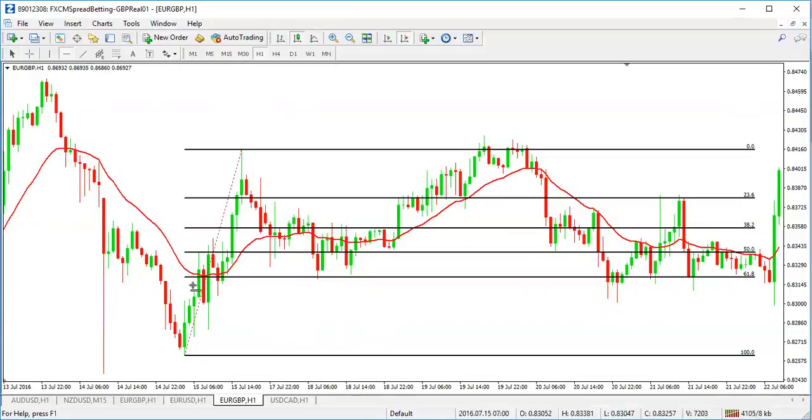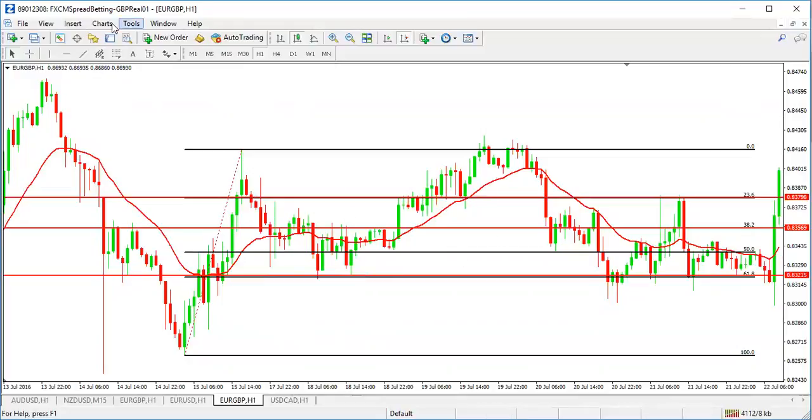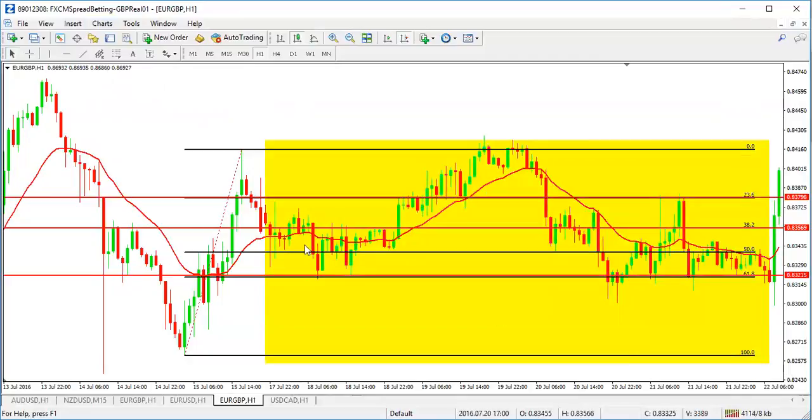drawing your support and resistance lines. So there. There. Again, none of this has happened yet. Just quickly highlight it. None of this has happened. It's formed a high, and it's on its way down.